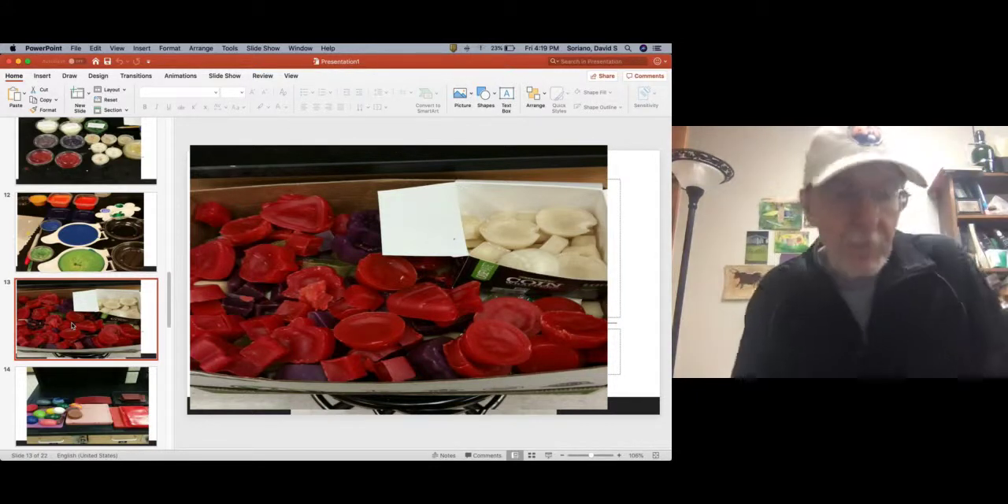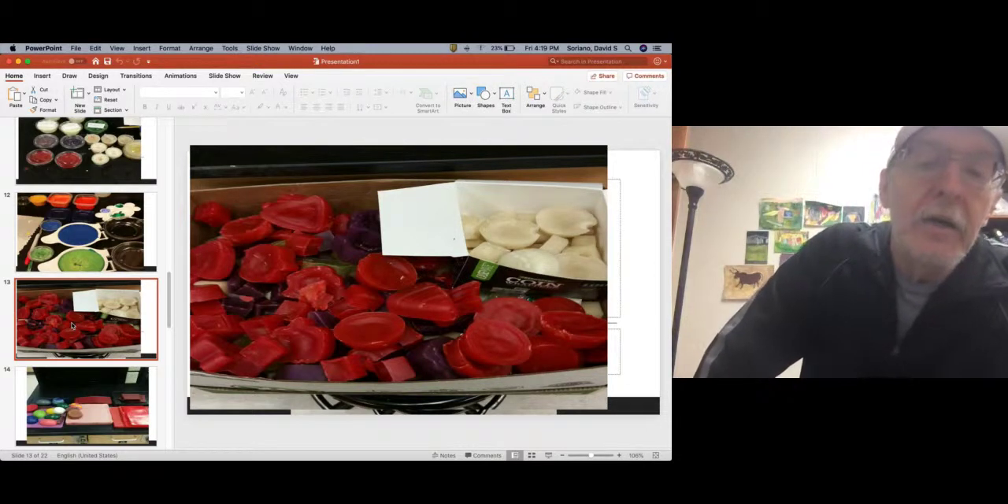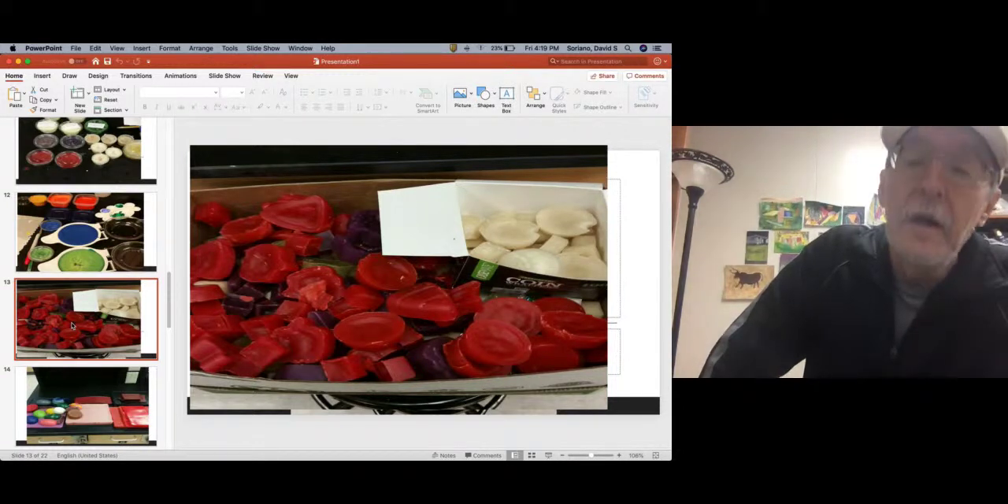I'm pouring in the molten crayons. In this case, these wouldn't be crayons. These are simply candles, colored candles that I've melted down and poured into molds to make smaller blocks as needed. In the upper right corner, you see a white box.